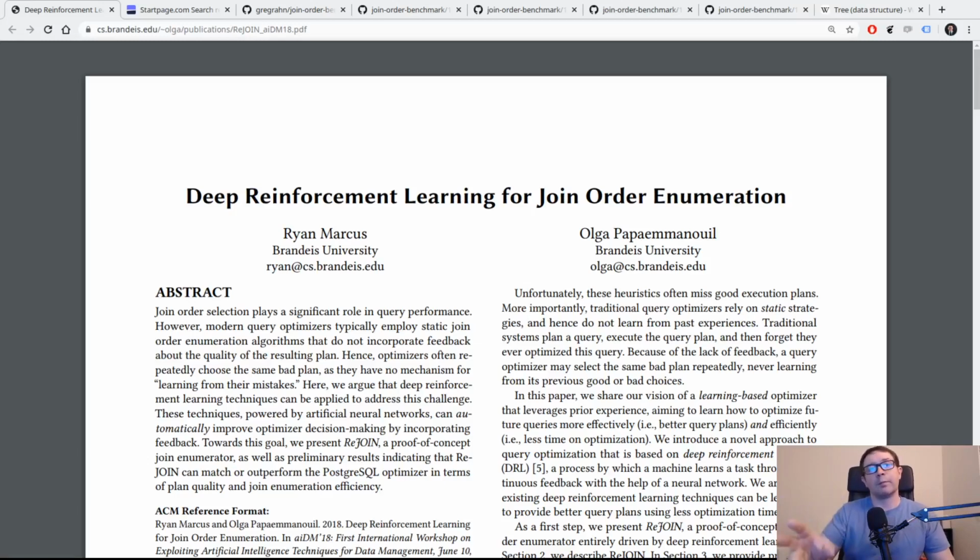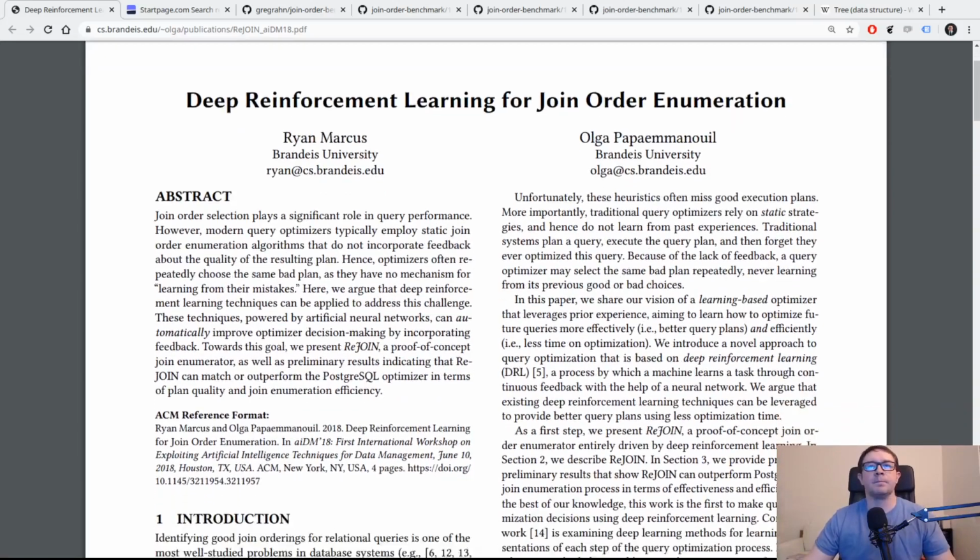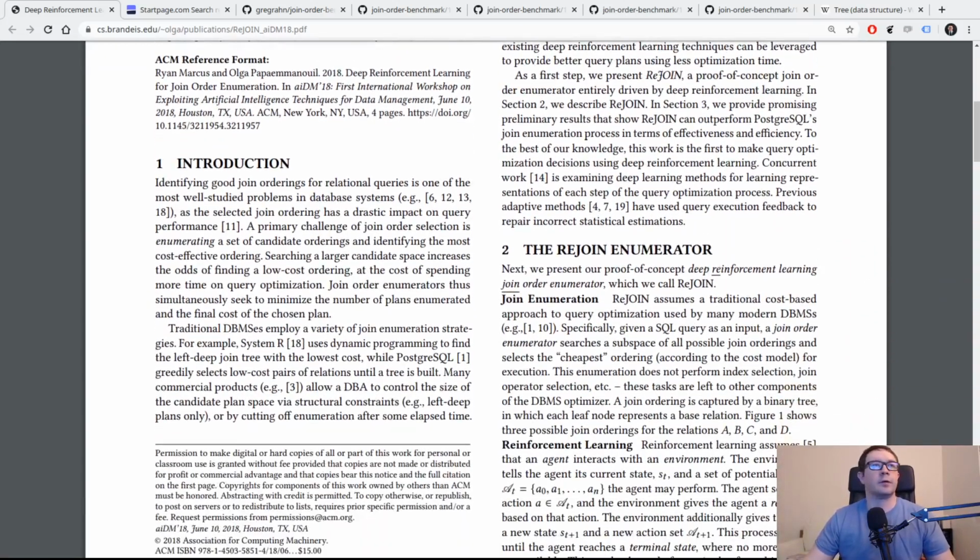But their proof of concept algorithm here actually allows deep reinforcement learning to optimize the query time over time, which is awesome. I think that's a great use case. I may use PostgreSQL, which is... there's MySQL, PostgreSQL, SQL. There's a few different types of relational databases. So let's scroll down and read a little bit of the introduction.